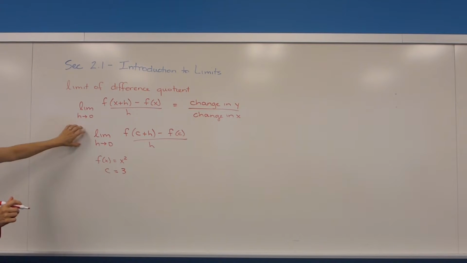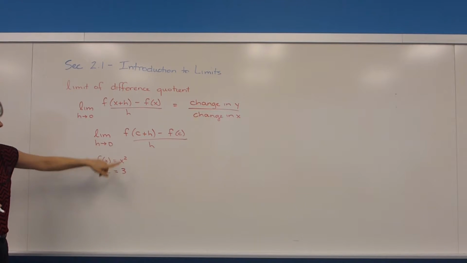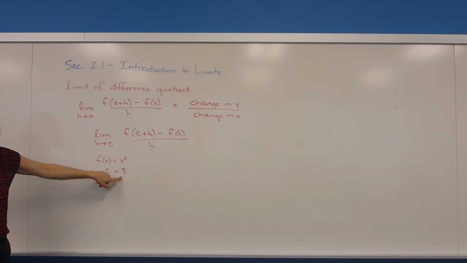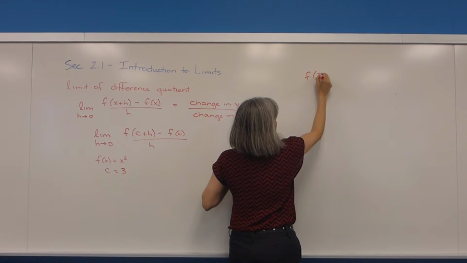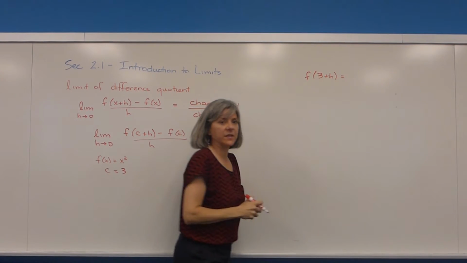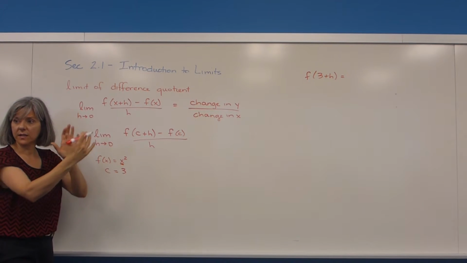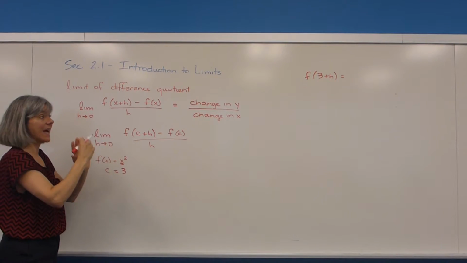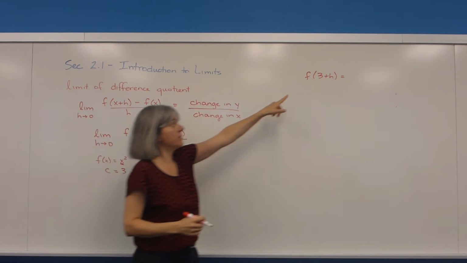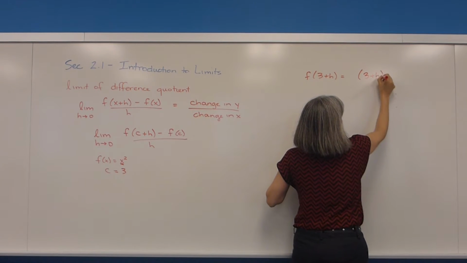I'm trying to form this. The first thing I need to find is f of c plus h. C is 3, so I'm really trying to find f of 3 plus h, and I know f is x squared. That says take the 3 plus h and put it in everywhere I used to have an x. So what will I do to it? Square it. I'm not tacking on the plus h at the end. This is an input, so it goes in everywhere there was an x. So this would be 3 plus h squared.